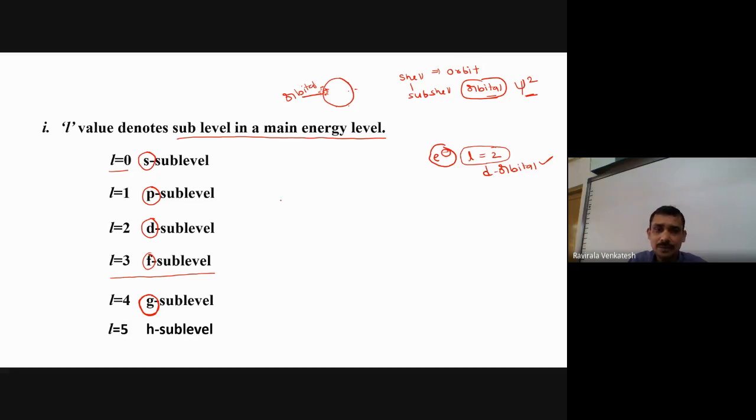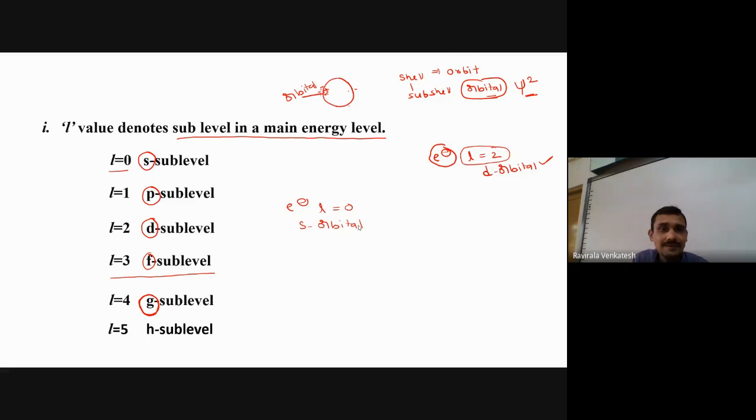For example, if the electron's l value is 0, the electron is present in the s orbital. So this is the use of the azimuthal quantum number: in which orbital the electron is located. The exact location is explained by the magnetic quantum number, but anyhow, we are saying which orbital it is in.